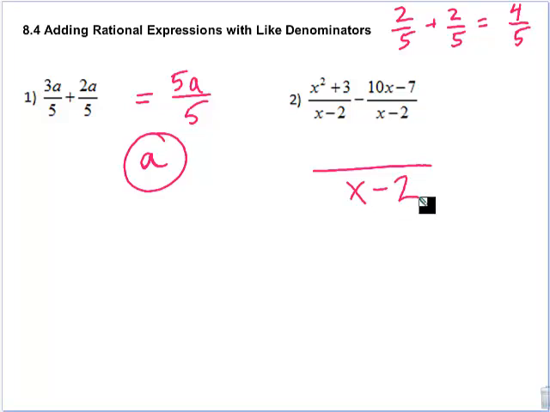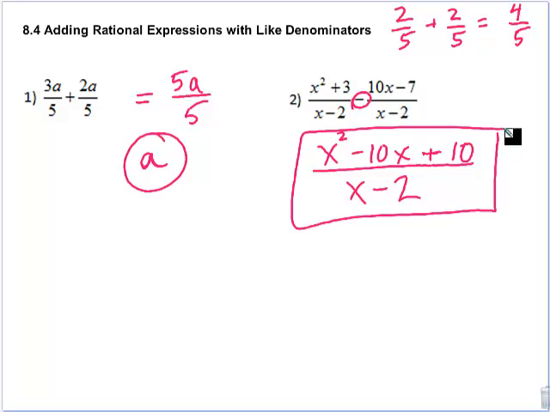So we have to keep in mind here that we are subtracting. So we'll definitely have x squared. And then to get the order right, we want to put the x's next. So what would we put next? Yep, minus 10x. And then we have a 3 minus a negative 7. Minus a negative 7 is a plus 10.